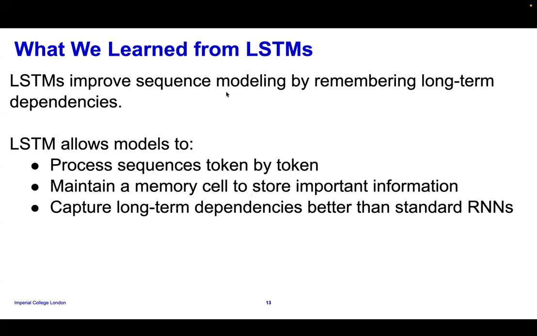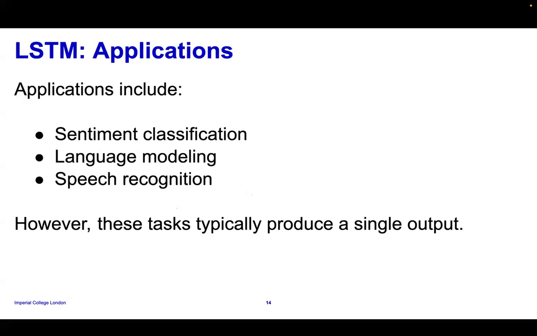So LSTM improves the sequence model by removing the long-term dependency problem, allowing the model to process sequences token by token, maintain memory, and capture long-term dependencies. So LSTM still has this advantage. It solved the problem of RNN, and it also has some memory where it can remember something in the past, but still it's short. So we need a better approach.